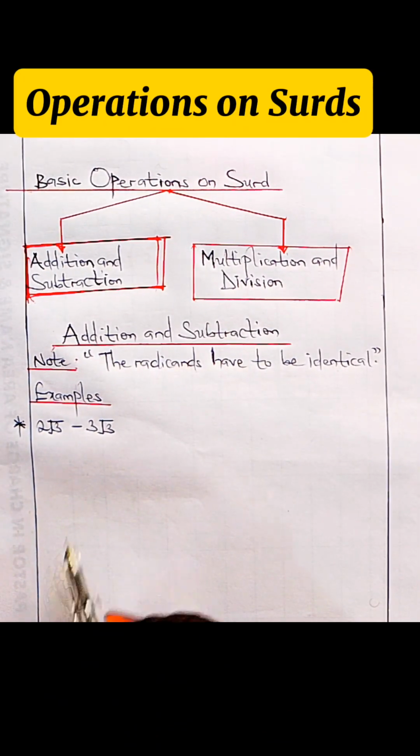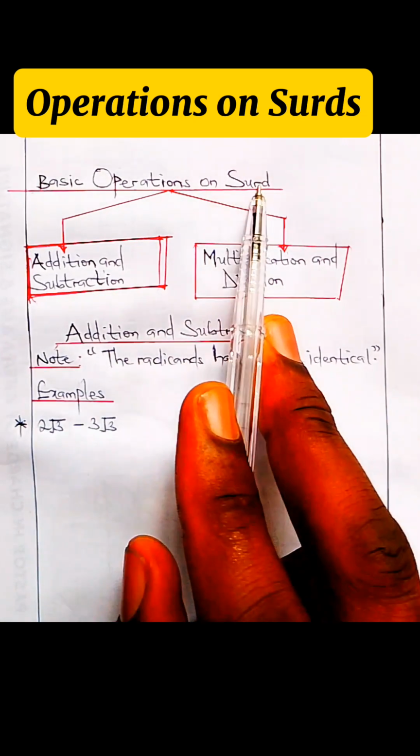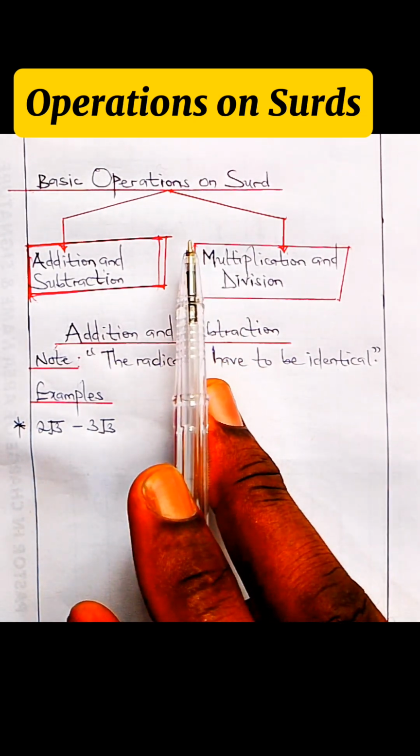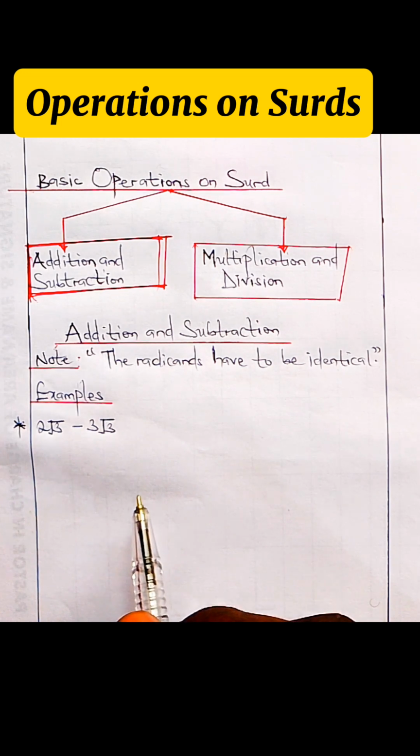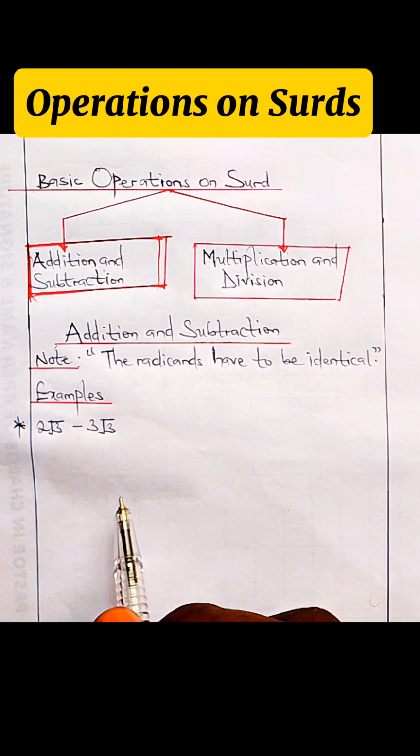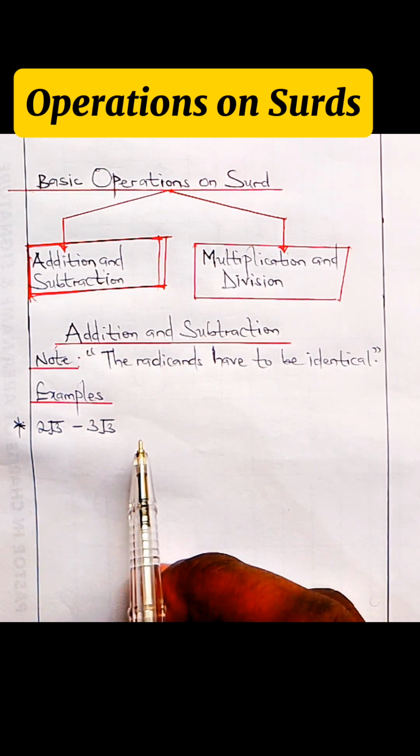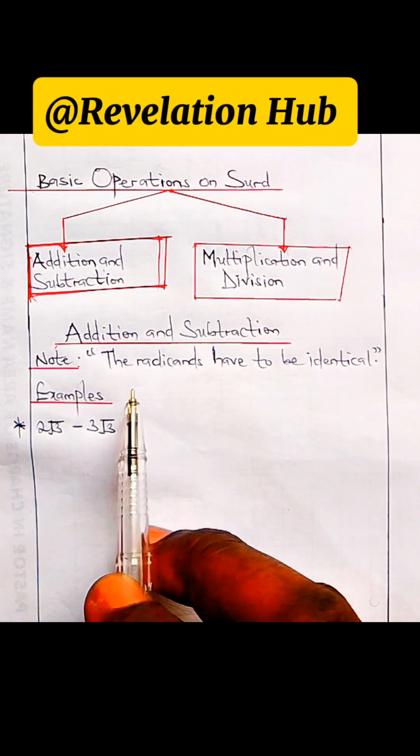Today we're going to be looking at basic operations on surds. I've been on this series for quite some time. We've worked on a couple of things, including the various kinds of surds that we have. We've worked on a whole lot of stuff, but today we're continuing from where we stopped. So today we're going to be looking at the basic operations on surds.